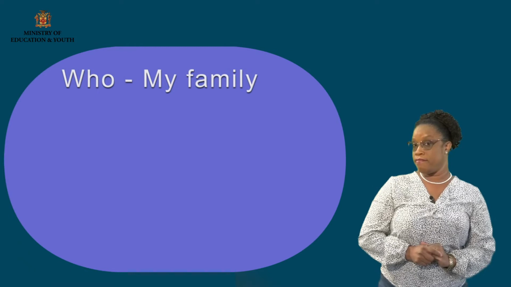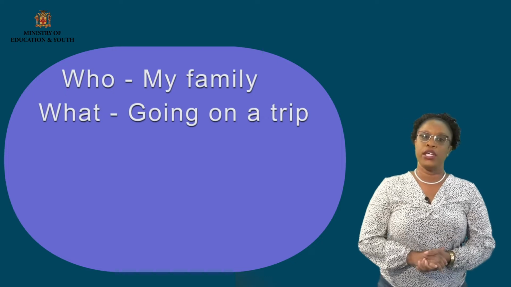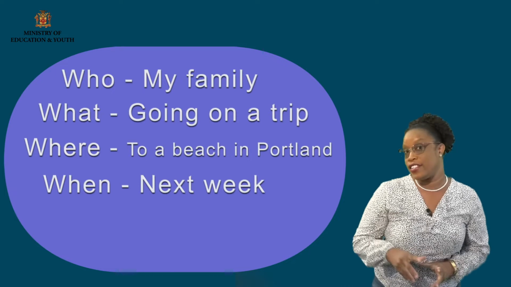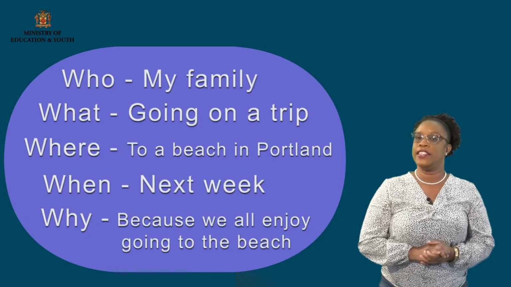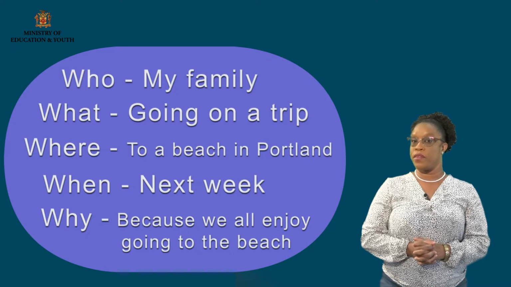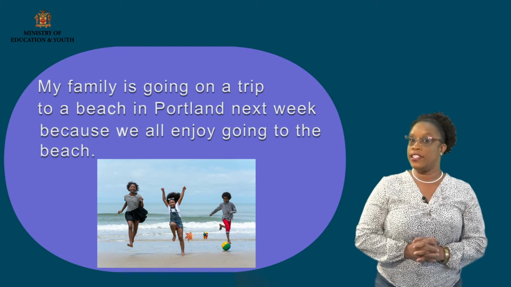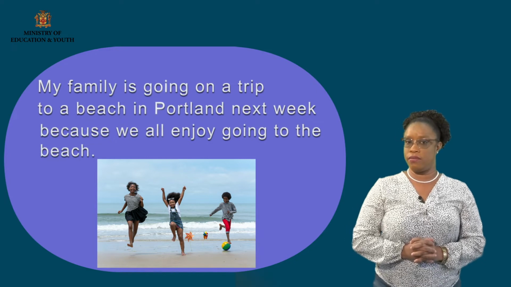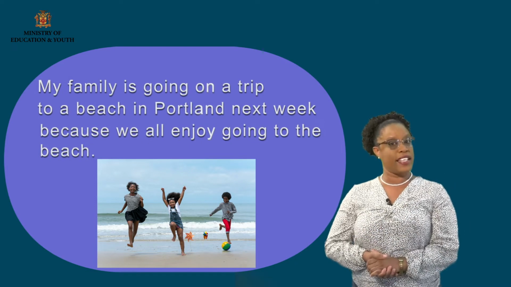My family, who is going on a trip. Doing what? To a beach in Portland. Where? Next week. Answers when? Because we all enjoy going to the beach. Telling why. So let's read that sentence together. My family is going on a trip to a beach in Portland next week because we all enjoy going to the beach. Do you think we could arrange the words differently and still have a complete sentence?